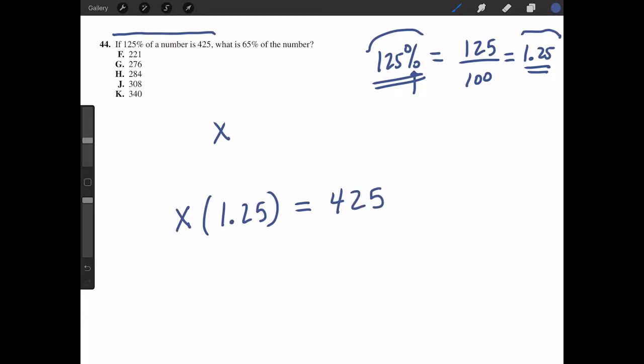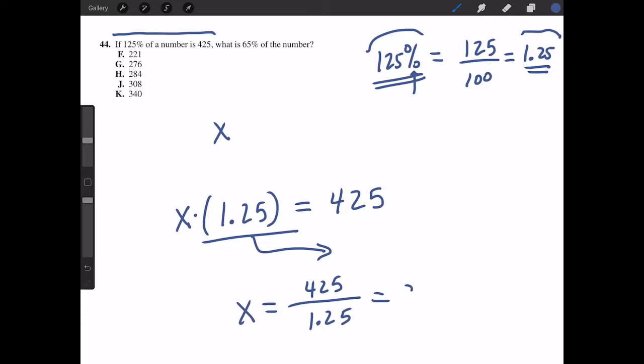Now I can solve for x and figure out what the number is equal to. So to solve for x, you simply realize this is multiplying, so you want to get this out of the way, dividing. So x is equal to 425 divided by 1.25. So on your calculator, if you do 425 divided by 1.25, you get 340. Now you know what x is equal to, 340.